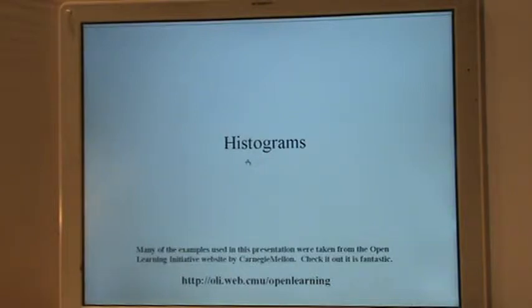Histograms are one of several different ways of making graphic pictures of data, so that there can be a visual interpretation of the data.